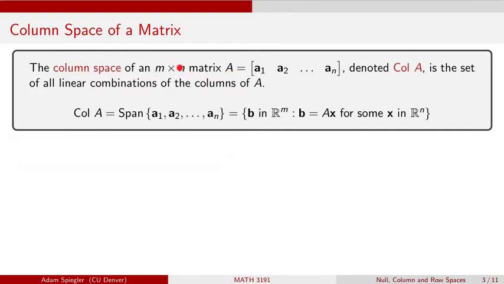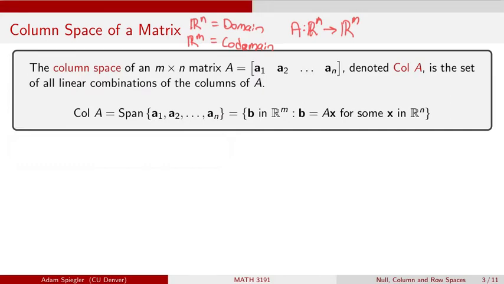So if A is m by n, n is the number of columns. So I'm going to denote each of the column vectors of matrix A with a bold a with a subscript, and we've got n of them. And note that each of these column vectors is an element of R^m, since we have m rows in this matrix. So first of all, we denote the column space with Col A, and it's the set of all linear combinations of the columns of A. So we can write that as the span of the column vectors of matrix A.